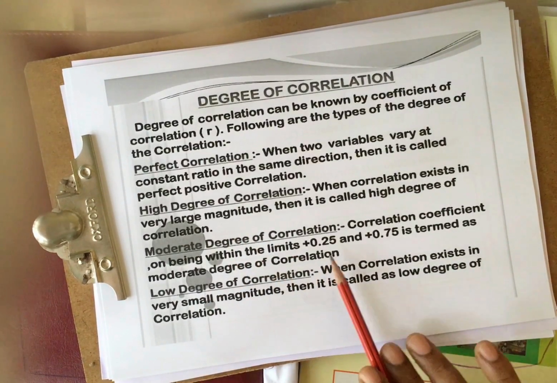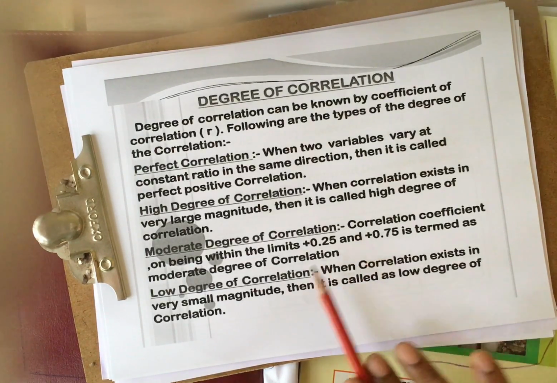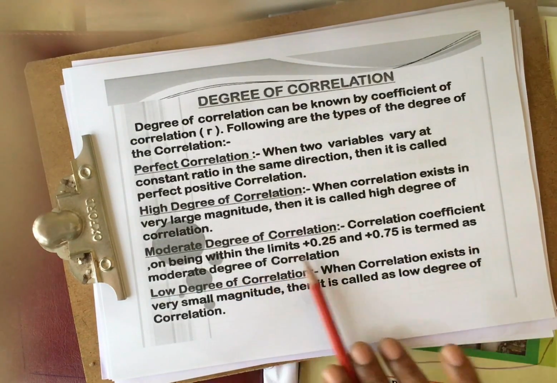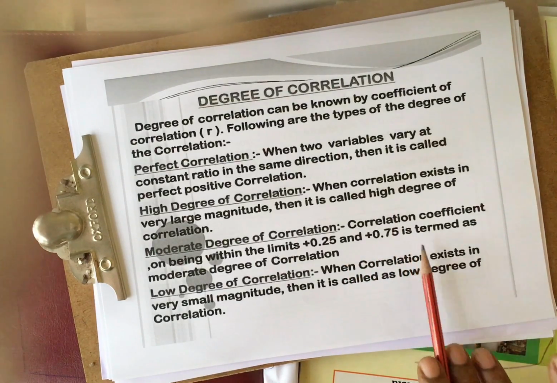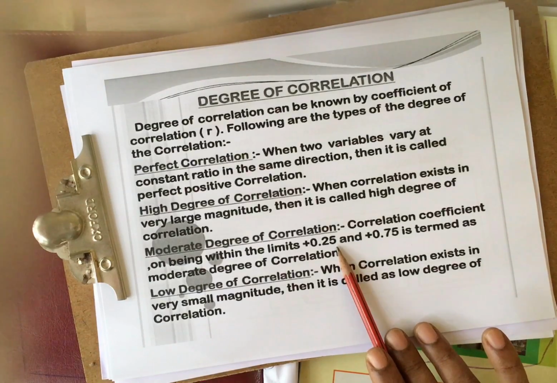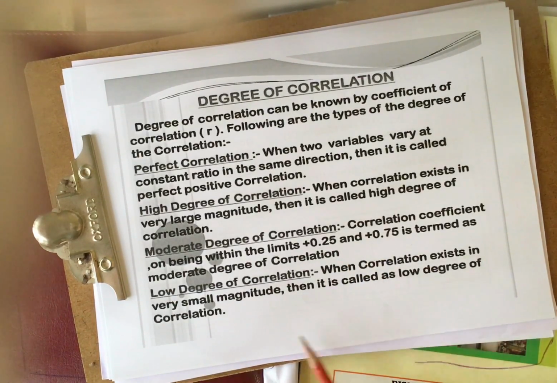And moderate degree correlation: here, 0.5 to 0.7 we can take as moderate degree correlation. But here it is given that the correlation coefficient limit between 0.25 and 0.75 is called a moderate degree of correlation. If less than 0.25 and more than 0, that is a low degree correlation. If it is 0, there is no correlation.